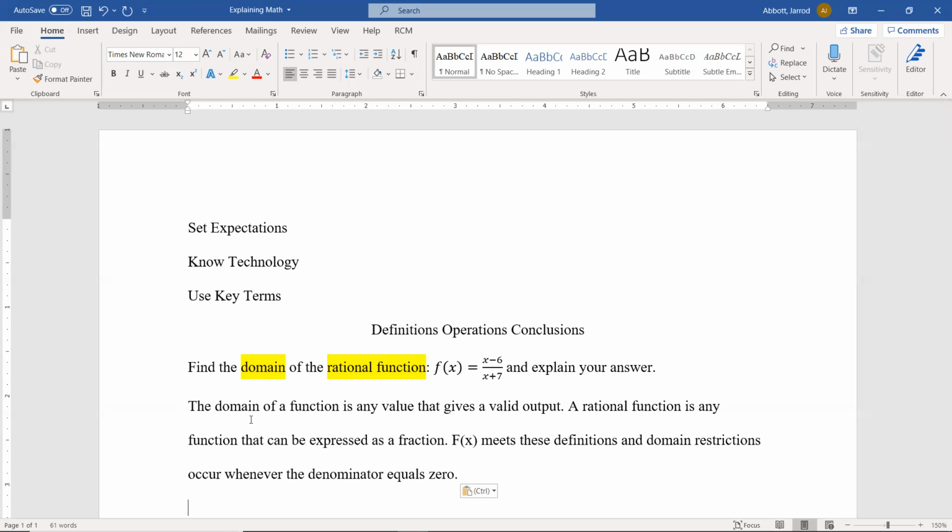So this was my writing before actually looking at any reference material, and really just trying to put the ideas in my own words. Now I can take those and compare them with my textbook and see the accuracy of those statements. I'll start with the first one. The domain of a function is any value that gives a valid output.